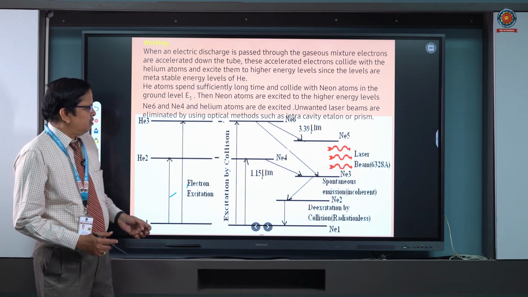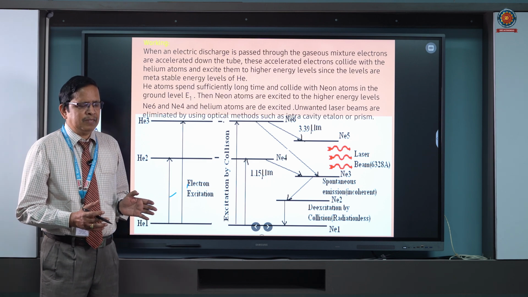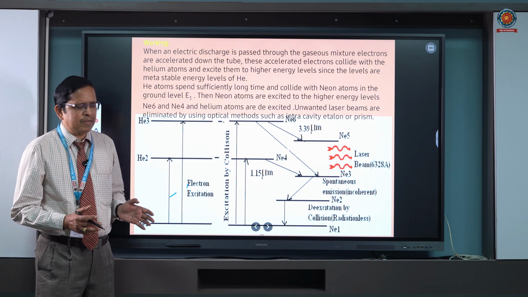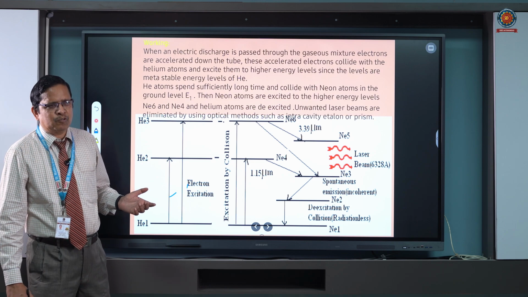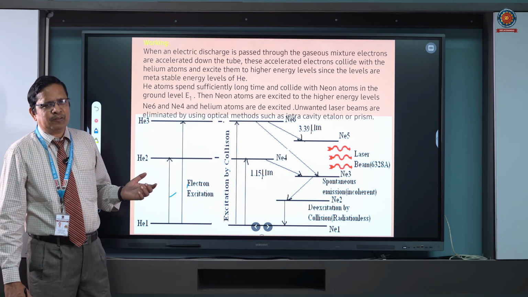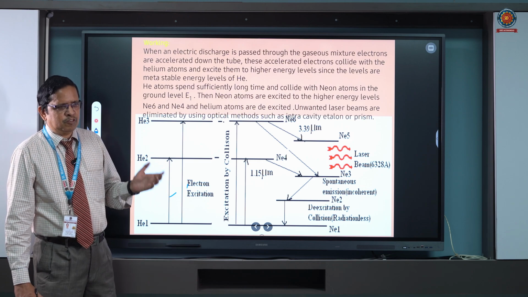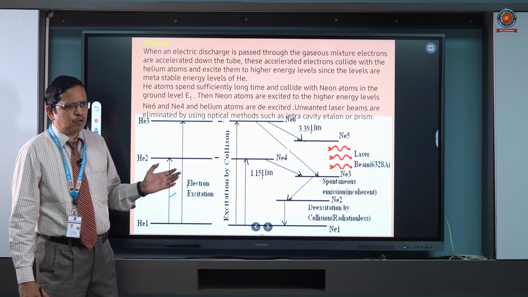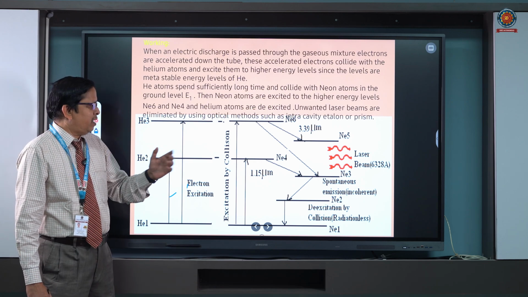Now, as I told already, we apply a high tension power supply. That means we connect a high tension power supply across the 2 electrodes, and we apply a high voltage between the 2 electrodes. The high voltage between the two electrodes produces an electric discharge. The electric discharge means flow of electrons. The flow of electrons will take place from cathode to anode.